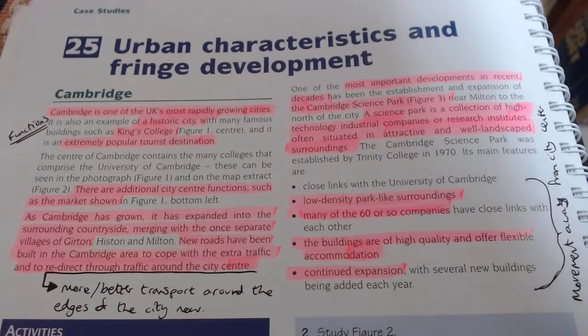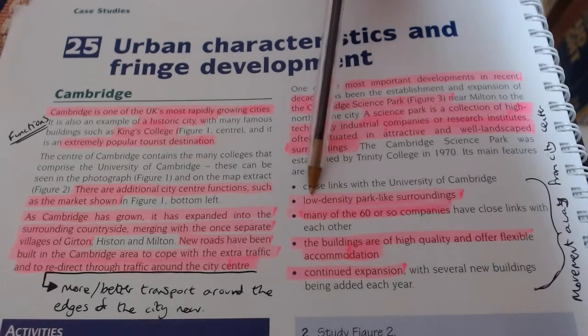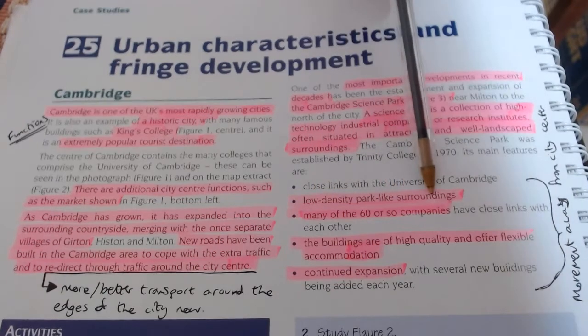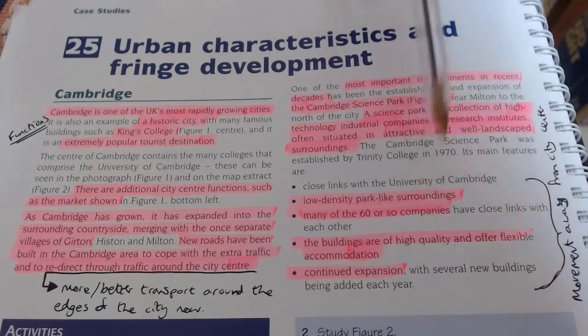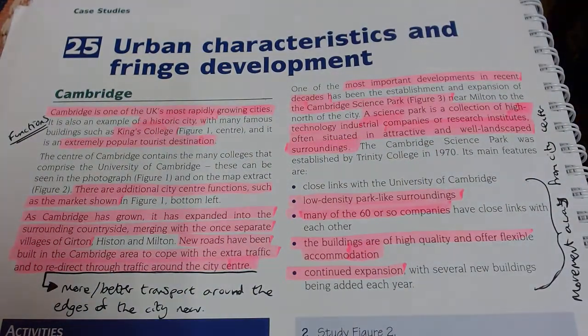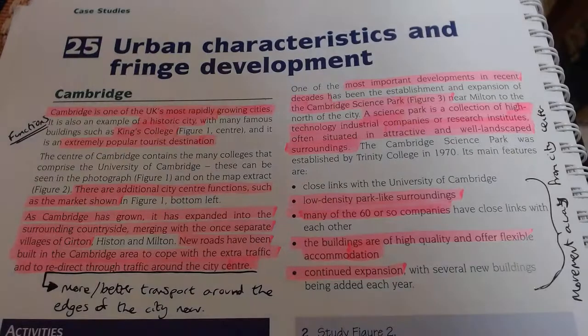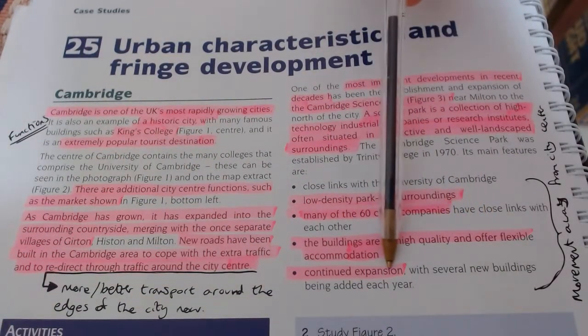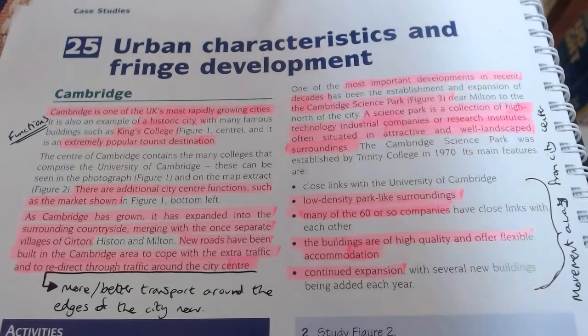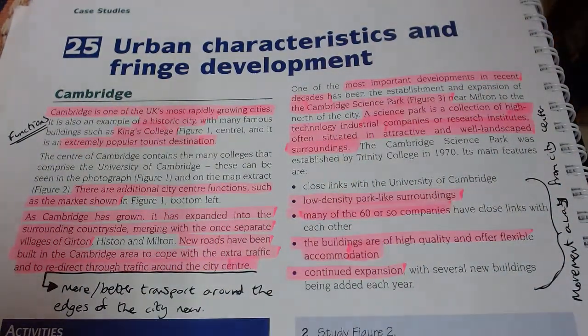So what are the main features of these science parks? Low density surroundings, so lots of open space, and up to 60 or so companies who all have close links with each other. So you'd have maybe pharmaceutical companies beside medical companies who work together, and then people developing software and hardware, working beside maybe a computer company and so on. The buildings are high quality and offer flexible accommodation, and there's space for continued expansion. So all of this is now happening, and it's a new function on the edge of Cambridge.